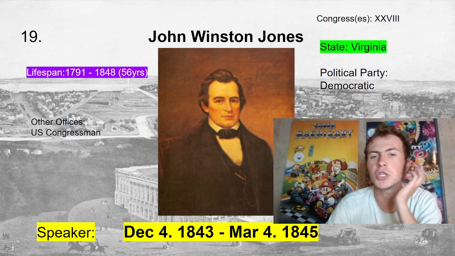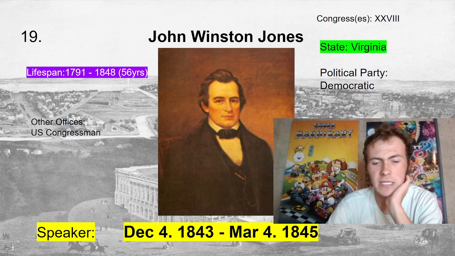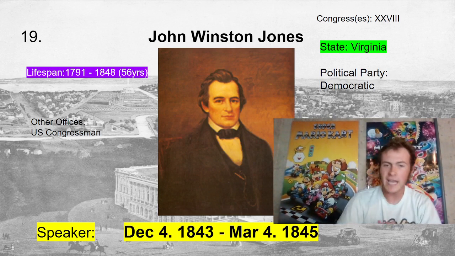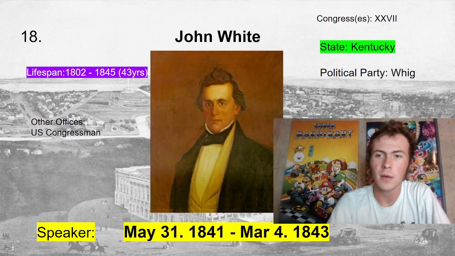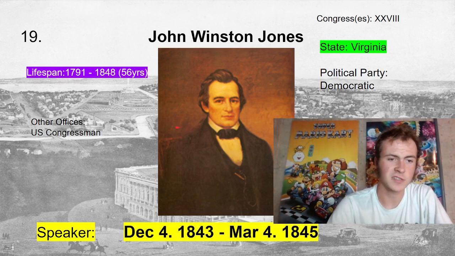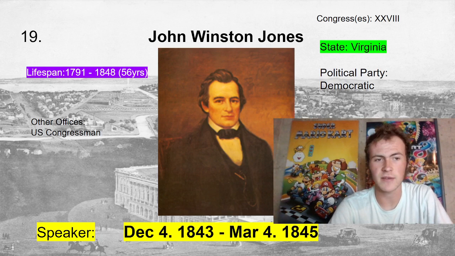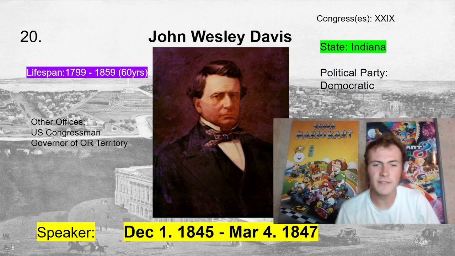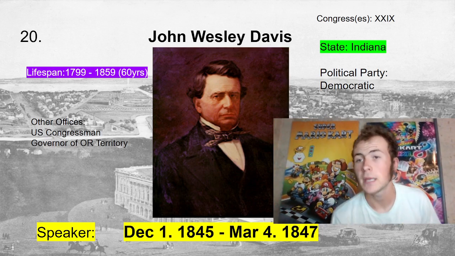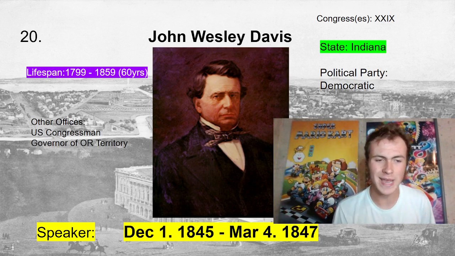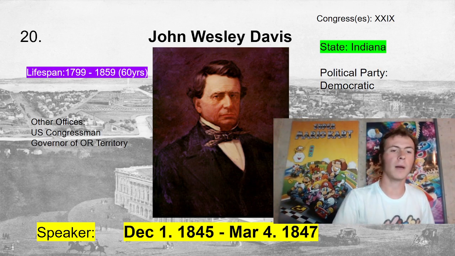Next up is John Winston Jones, the 19th Speaker of the House from 1843 to 1845, presiding over Congress 28. He was also a Virginian, but instead he was a Democrat, a Democratic Speaker. Obviously he previously served as a congressman. 1791 to 1848. He lived 56 years. Next up is John Wesley Davis, the 20th Speaker. He presided over Congress 29. He was a Democrat from Indiana, and he served from 1845 to 1847.